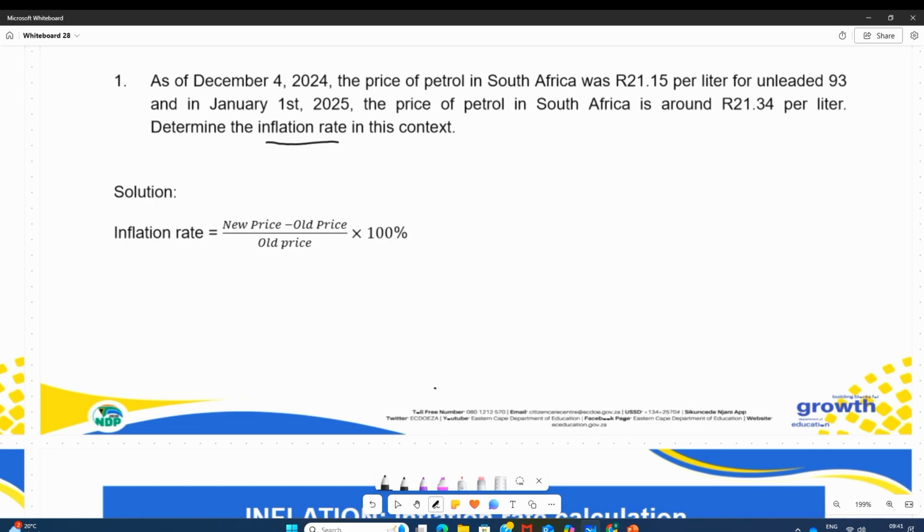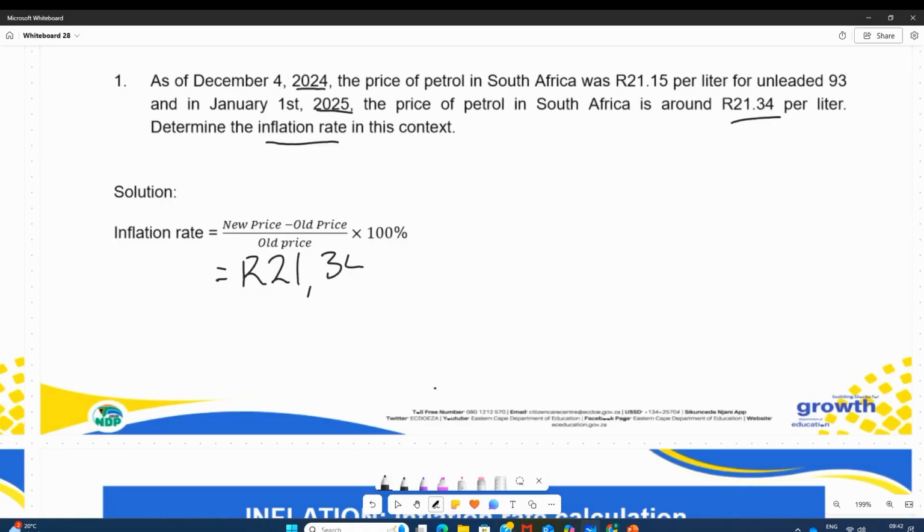You need to check the context, what the question is asking or expecting from you. So this particular question wants you to determine the inflation rate. Remember, we said the formula to calculate the inflation rate is new price minus old price, divided by the old price, and multiply everything by 100. Remember, that percent is just a unit of measure. So let us quickly answer this question. In this case, we can see there is year 2025 and then there's also year 2024.